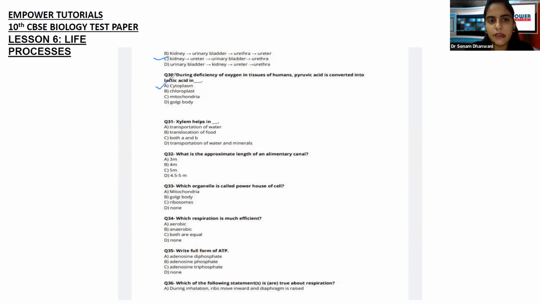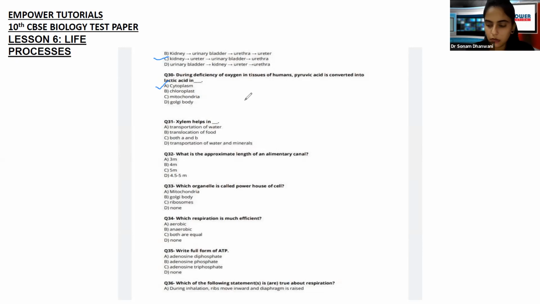This is anaerobic respiration which takes place in the cytoplasm. Do not forget this. We have discussed about aerobic and anaerobic respiration in our previous MCQ sessions. Guys, please go through my MCQ sessions, the first and the second one, where I have given a brief explanation of what aerobic and anaerobic respiration is.